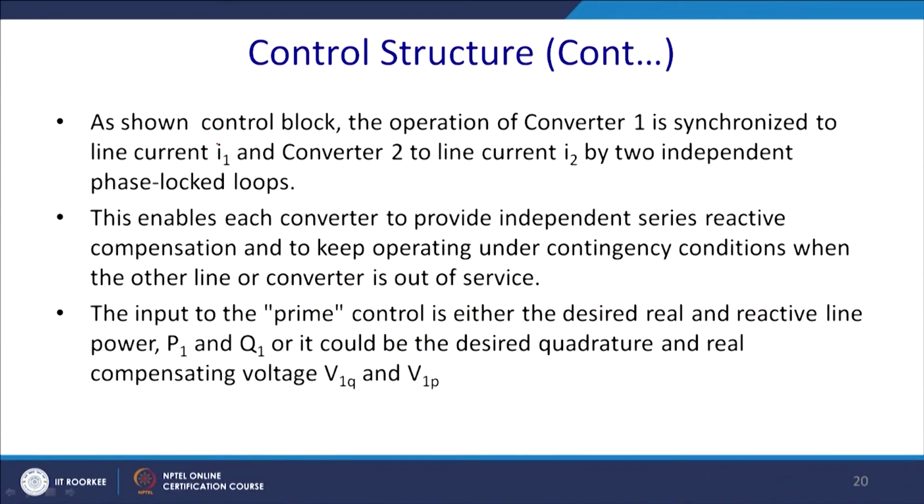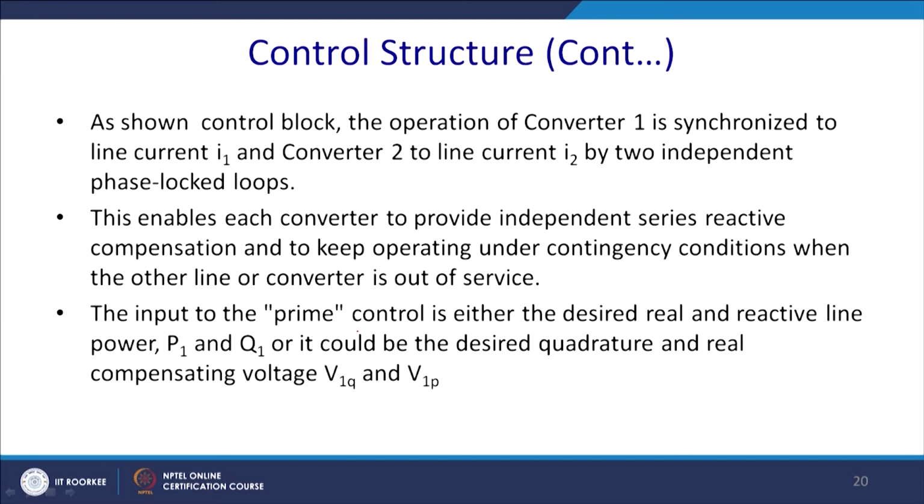So, as shown in the control block, the converter 1 is synchronized to the line current I1, and converter 2 has to be synchronized with the line current I2 with two independent phase lock loops. We assume that there is no phase relation established between the two entities. It enables each converter to provide independent reactive power compensation to keep the operating conditions and the contingency as independent entities.